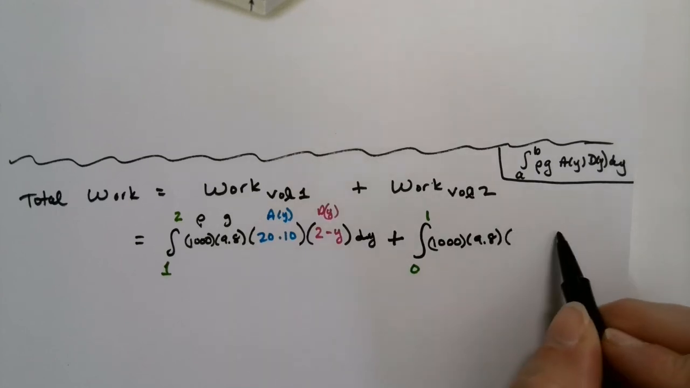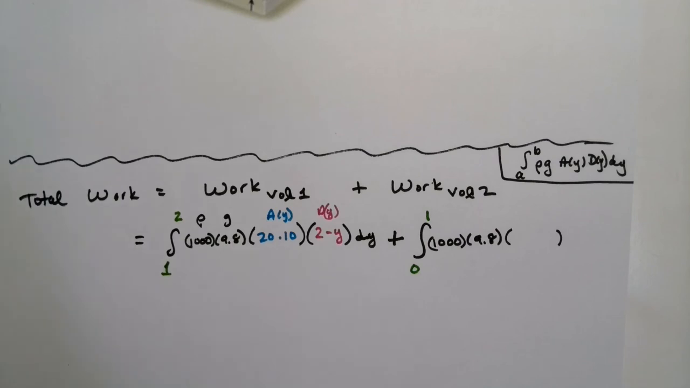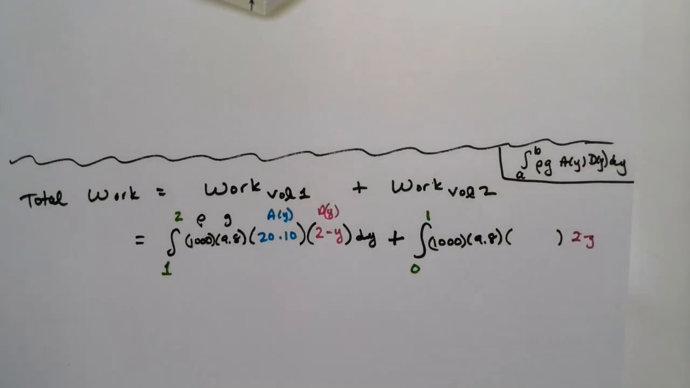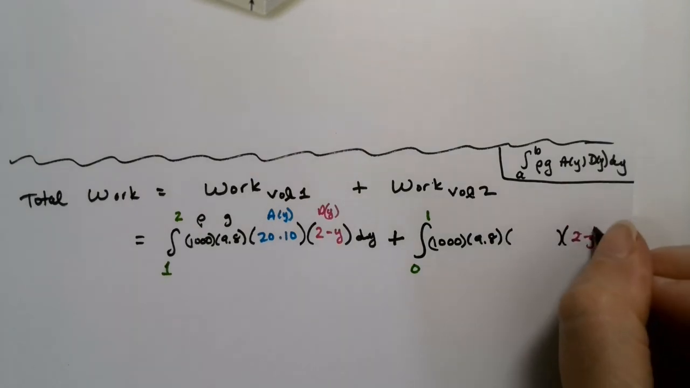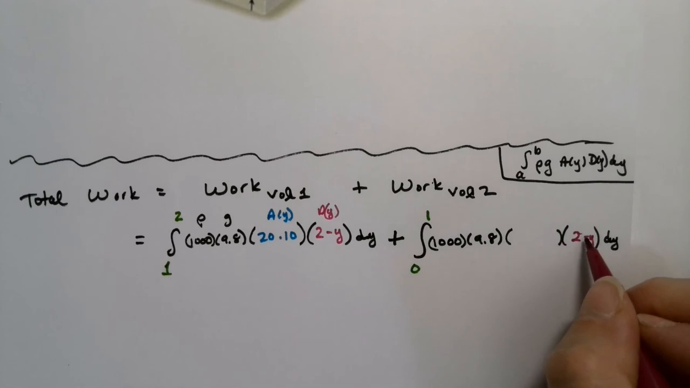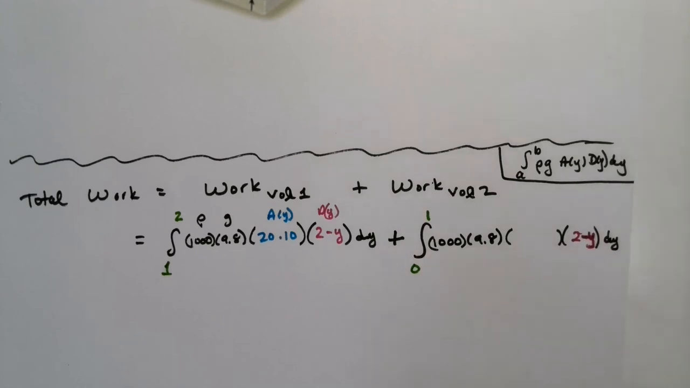Now the area, I'm going to have to figure out. That's the part where it's going to take some doing. But I know that the depth is still 2 minus y, and I know it's still dy. So that hasn't changed. Sorry, that doesn't look like a minus. There we go. A of y. A of y is where I need to do some work here.